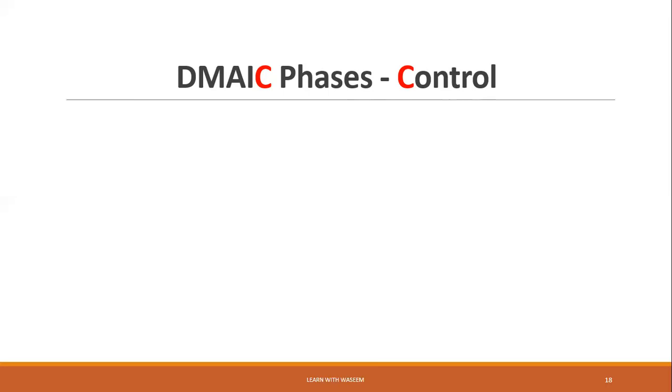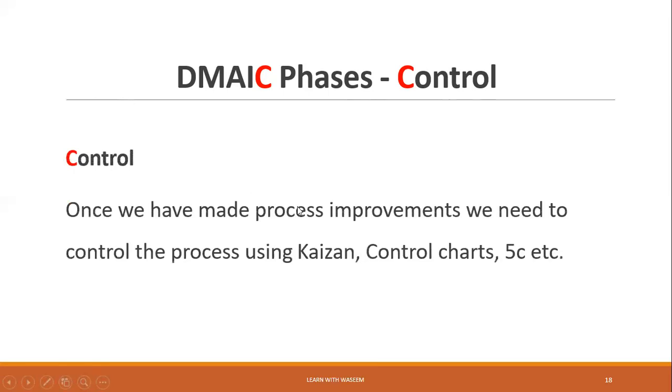and so on. Control here means that once we have made process improvements, we need to control the process using Kaizen, control charts, and 5S, etc. These were some of the techniques of lean methodology, and you know that we have already discussed some lean methodologies like 5S. So you can use those methodologies for controlling.